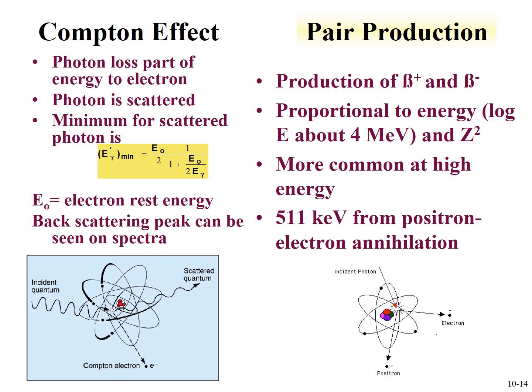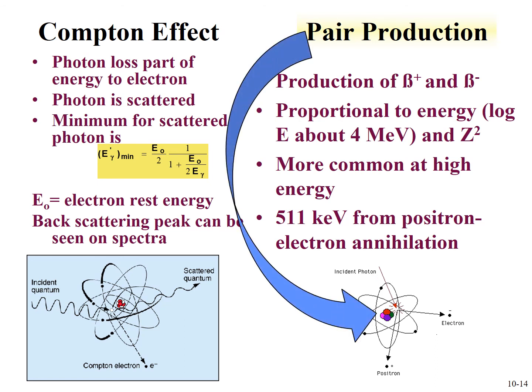A final method for photon interaction with matter is pair production. In this case, a photon converts its energy to the production of a positron and an electron. This is proportional to energy and Z. It's more common at high energy. In fact, there's a threshold. And this is often observed with a 511 keV peak, because if we produce a positron, it'll interact with another electron and form this annihilation peak. So for pair production, we see from here, we have an incident photon where a positron and an electron are produced.